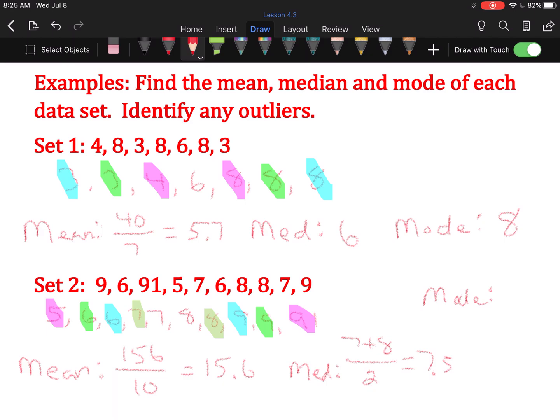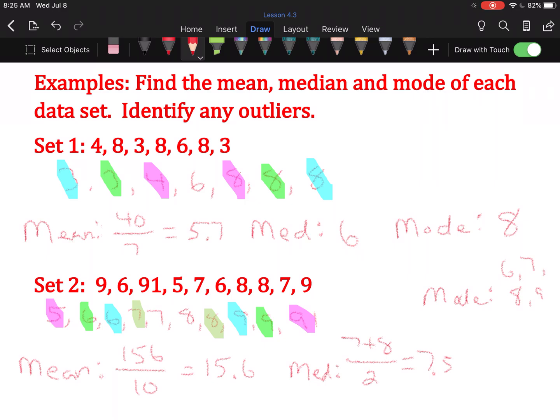Mode is the number that appears most often. And here, 6, 7, 8, and 9 all appear twice. This data set is what we call multimodal, meaning it has more than one mode. All 4 of those, 6 and 7 and 8 and 9, are the modes. So this has 4.